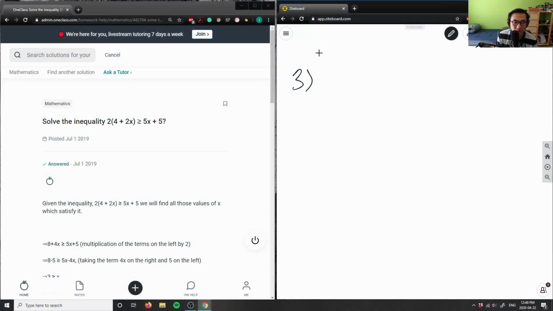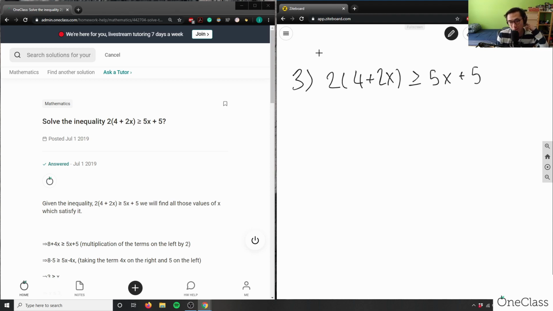So it says solve the inequality. So I have here 2 times (4 plus 2x) is greater or equal to 5x plus 5, right? So again, what we're going to have to do first is what I would do is distributive property first. I would distribute this 2 into here and this 2 into here, right?